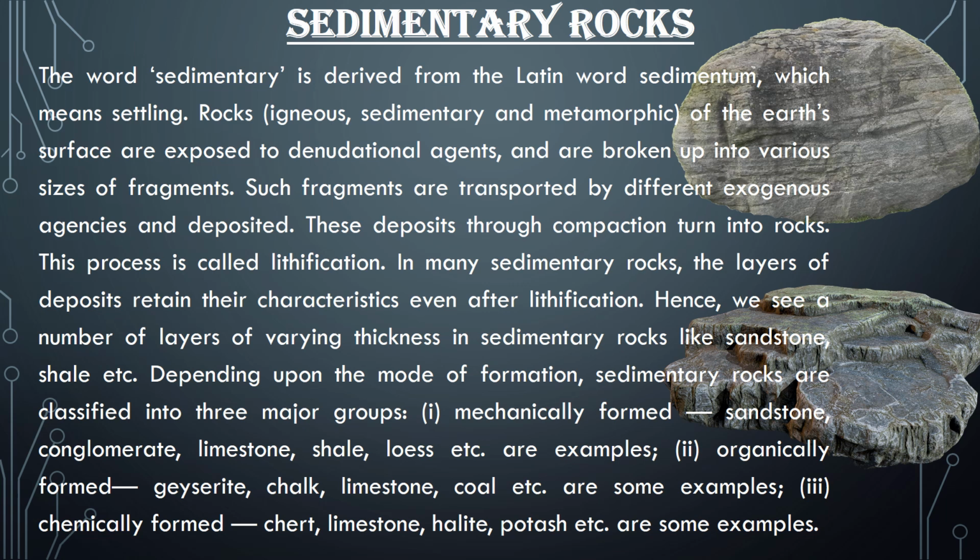Depending upon the mode of formation, sedimentary rocks are classified into three major groups. 1. Mechanically formed: sandstone, conglomerate, limestone, shale, loess, etc. are examples. 2. Organically formed: geyserite, chalk, limestone, coal, etc. are some examples. 3. Chemically formed: chert, limestone, halite, potash, etc. are some examples.